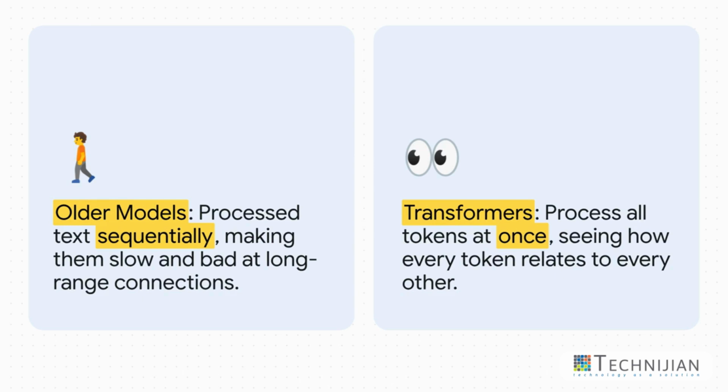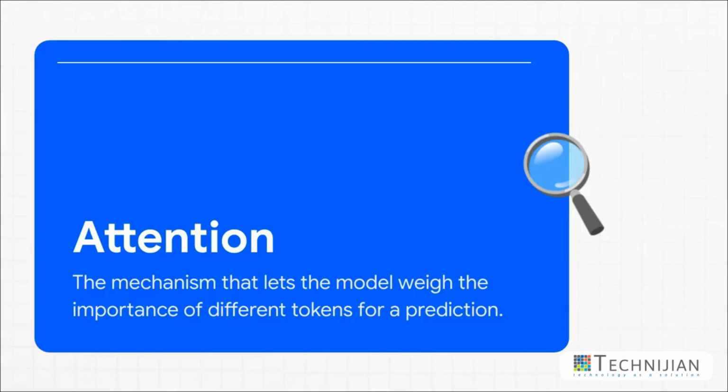But transformers, they're different. They can look at all the tokens in the input at the exact same time. This parallel processing means they can see how every single word relates to every other word, no matter how far apart they are. And the secret sauce that makes this possible is a mechanism called attention. This is the absolute key. You can think of it like this. When the model is about to predict the next word, attention allows it to look back at all the previous words and decide which ones are the most important to pay attention to right now. It's like it's highlighting the most relevant parts of the text to help it make a better guess.